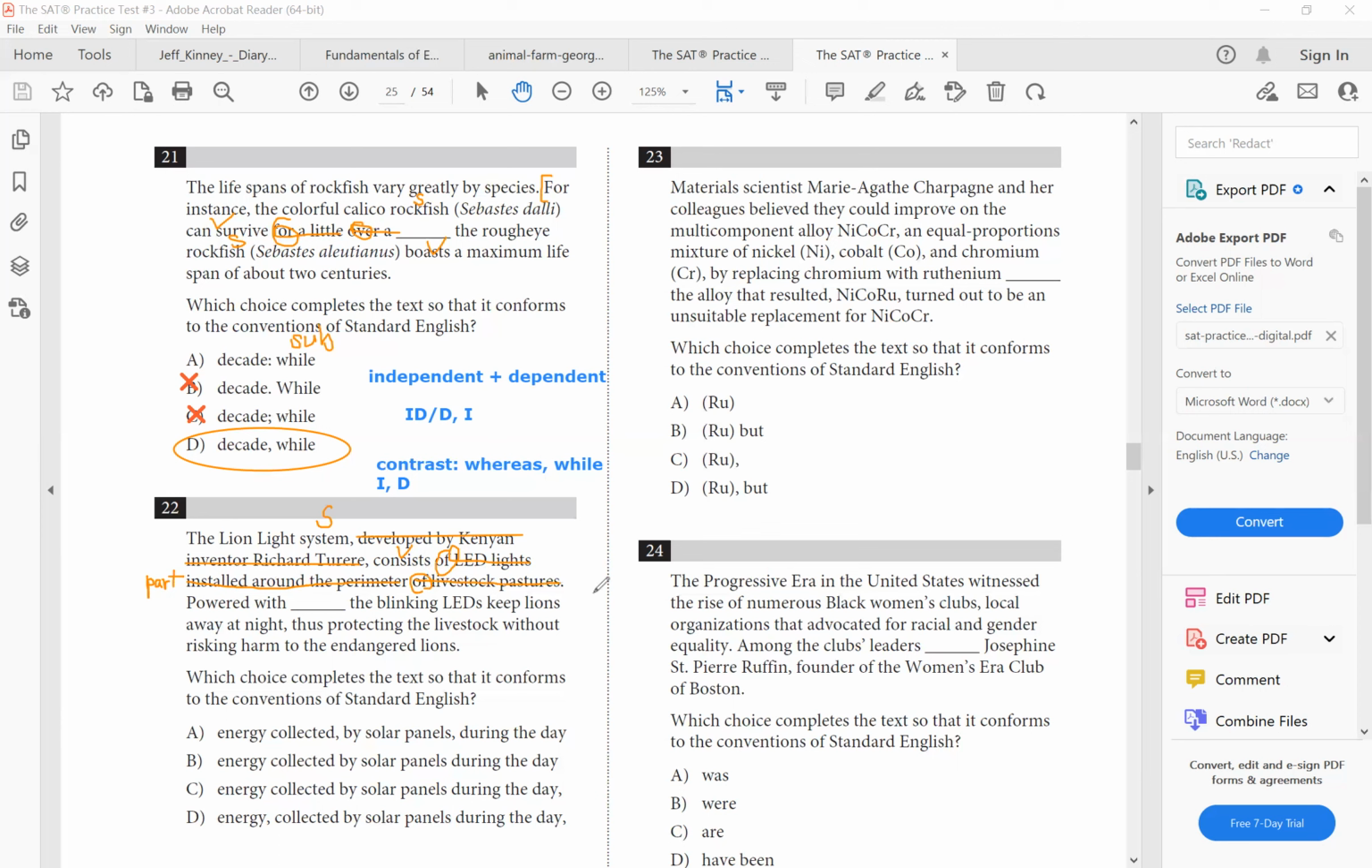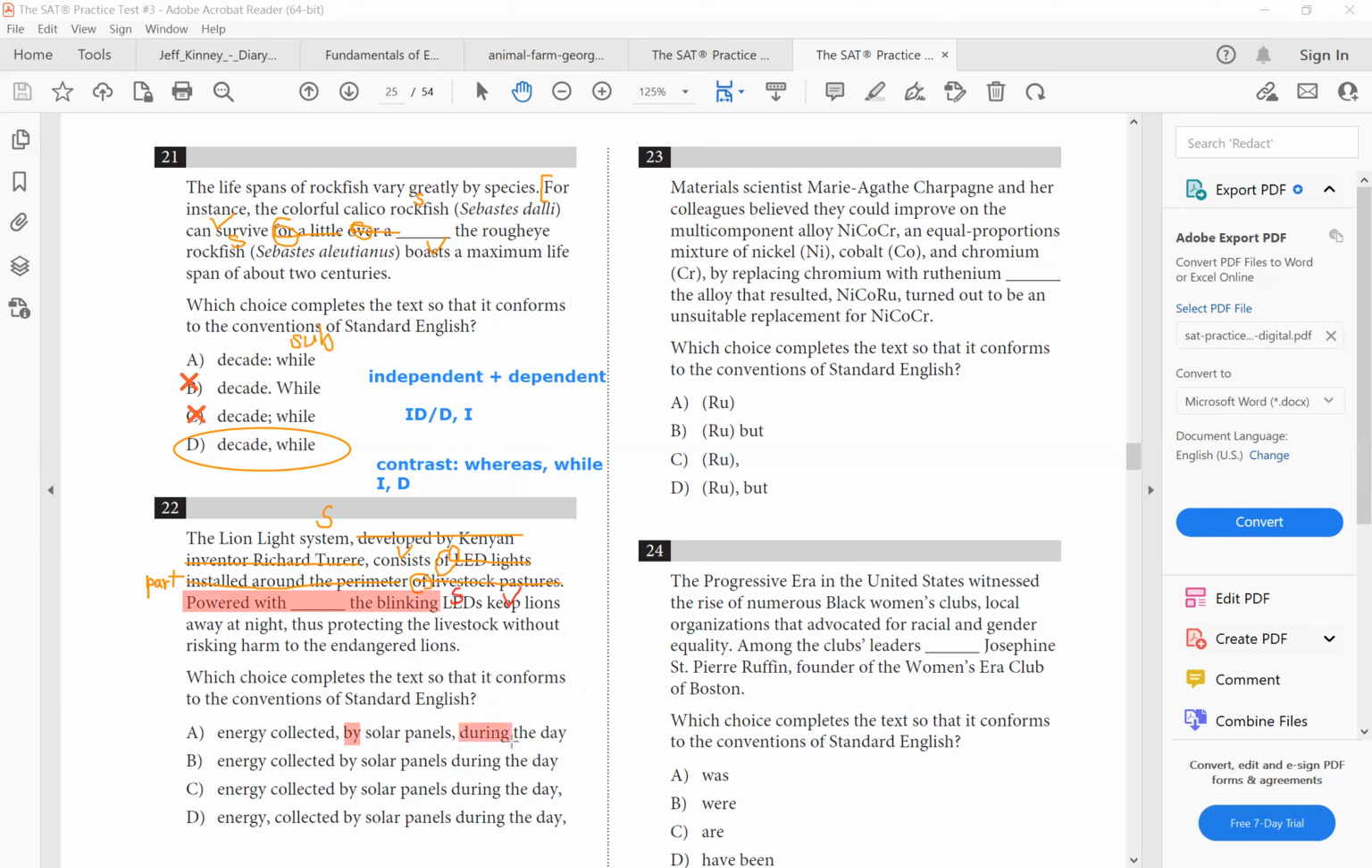Well, actually, I should have started from after the period. So, powered with energy collected by solar panels during the day. And then I have another sentence. The blinking LEDs keep lions away. Okay, so we're looking at a participle phrase at the beginning of the sentence. Remember one important rule, okay? By is a preposition. We almost never use punctuation before or after a preposition.